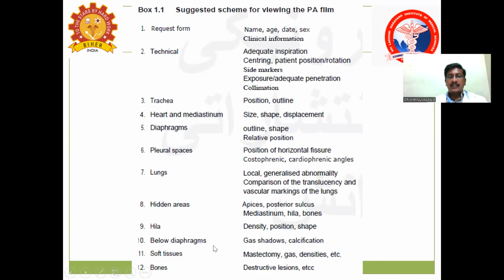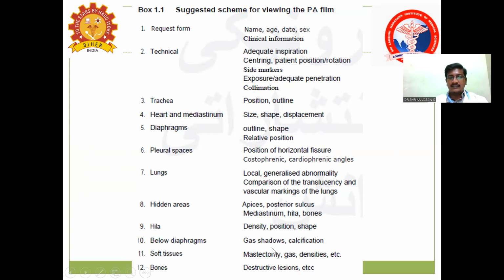Then check the hila, see the density of the hila, see the position of the hila. The left hilum is always slightly higher than the right hilum. Check the position of the hila. Sometimes in collapse, the hilum will be pulled upward, so that also you check. Check below the diaphragms, the gas shadows, whether the normal fundic gas bubble is seen or not. Check for any abnormal calcifications present in the wall or ribs. Look at the soft tissues. If they have had any mastectomy surgery, there will be abnormal translucency.